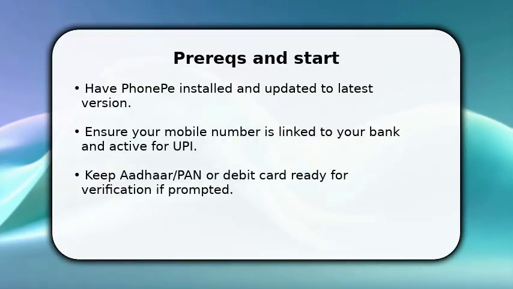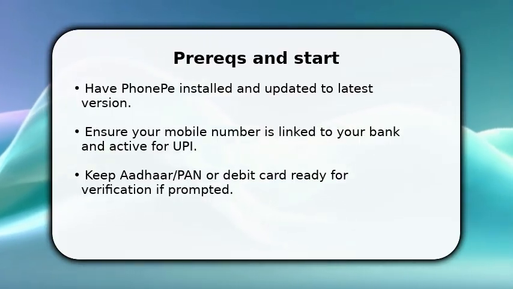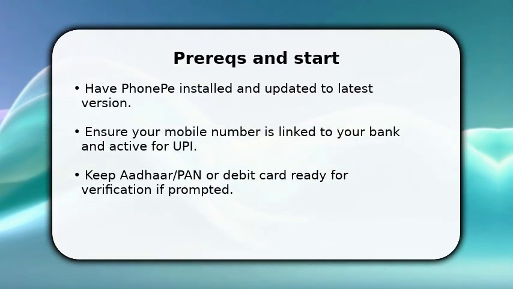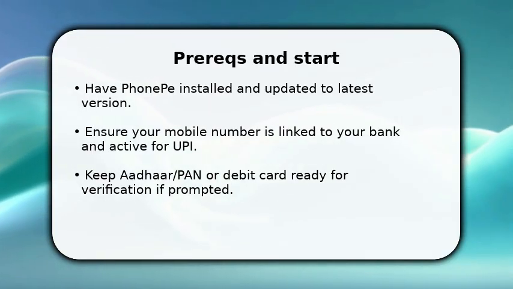You already have PhonePe and a UPI-ready number. Now open PhonePe and sign in. Tap the profile icon on the top left, then choose UPI and bank account to confirm linked bank details.